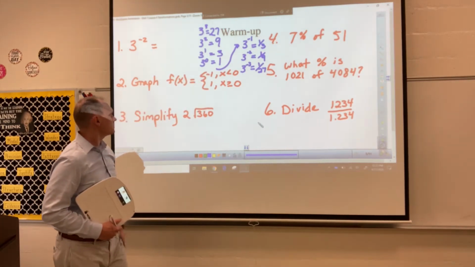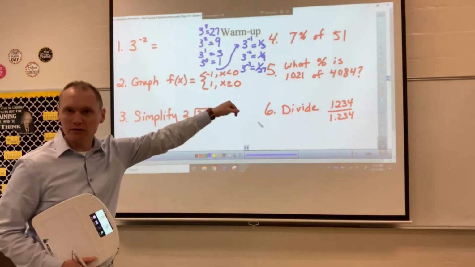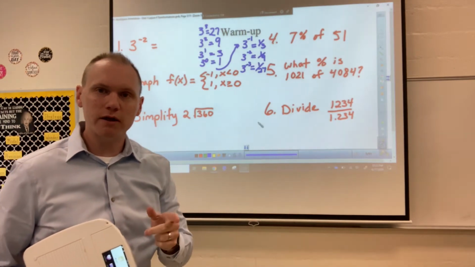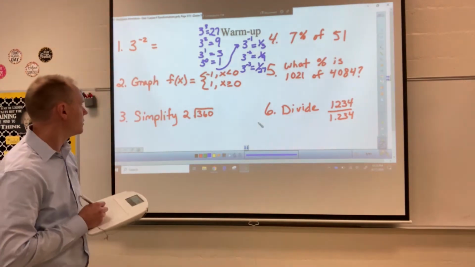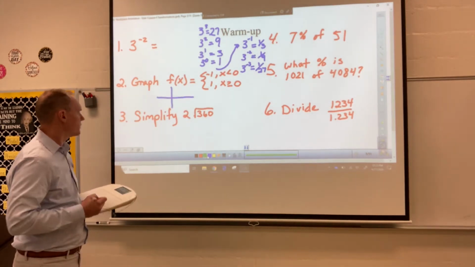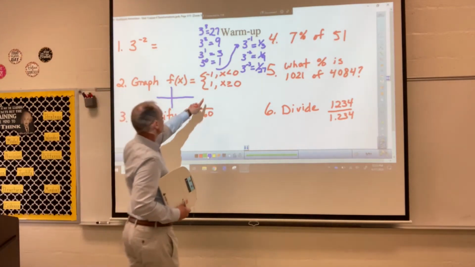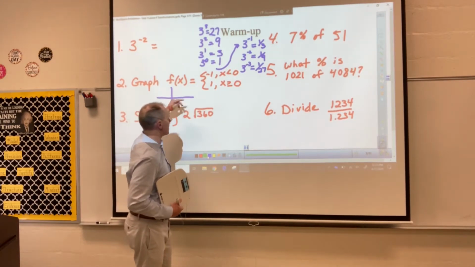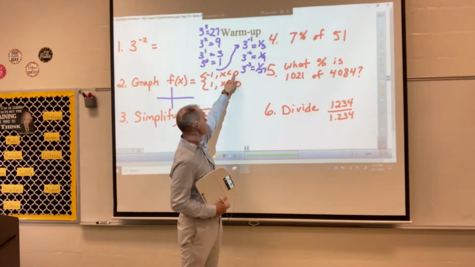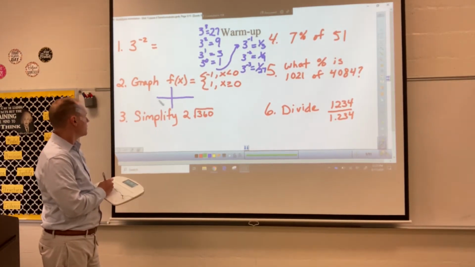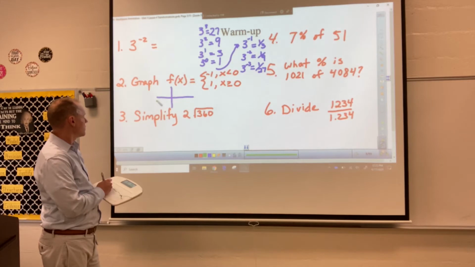Number 2, graph f of x equals -1 for all x values less than 0, +1 for all x values greater than or equal to 0. In our last video we looked at piecewise functions, and this is one of those. Just a rough sketch here. This one's fairly simple. So y equals -1. That's a horizontal line right below the x-axis. For all x values less than 0, so basically everything to the left of the y-axis, the function is y equals -1.